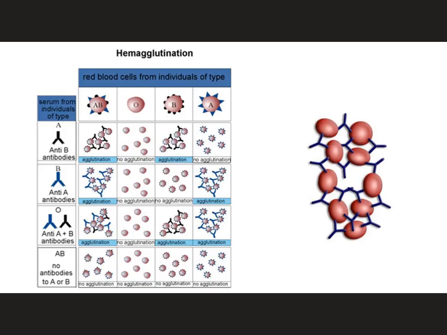We've already talked about all of these, and hopefully that makes sense to you. Now, the reason it's so important to know what antibodies somebody has in their blood is because if you're giving a blood transfusion, you want to make sure that you're giving them the right type of blood. If not, something called hemagglutination can happen. Now, the term agglutination just refers to the clumping of antibodies and antigens.